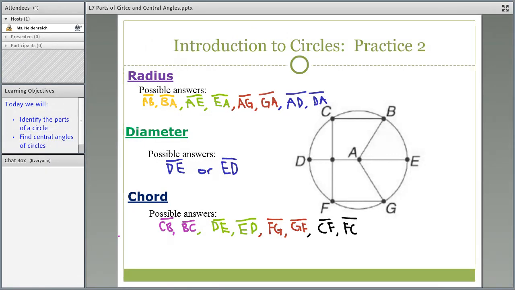Okay, so hopefully you have tried out these problems and you can double check and see if your answer is up here. Notice that there's only really one place that you can see a diameter. There's only one line segment that qualifies as a diameter.